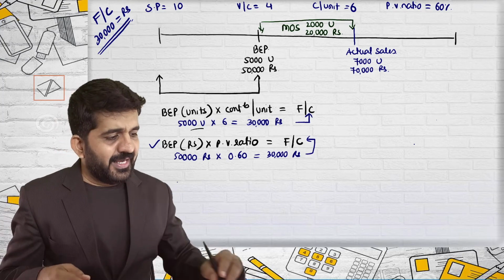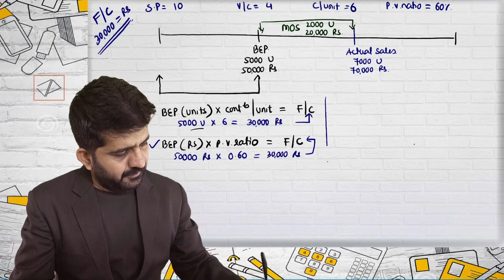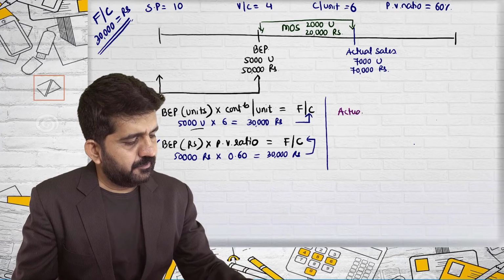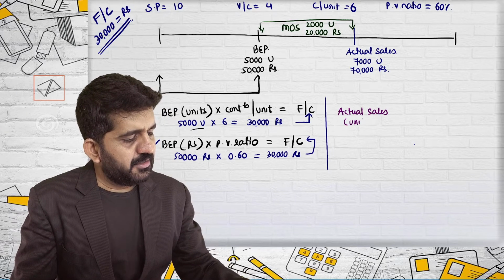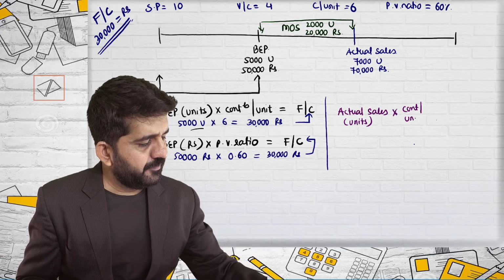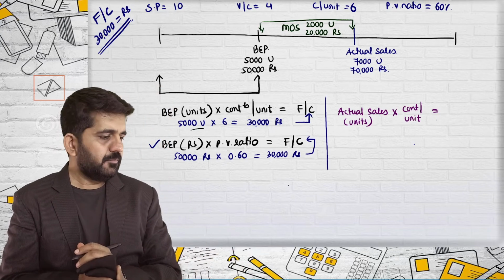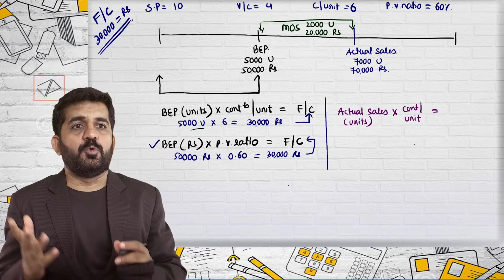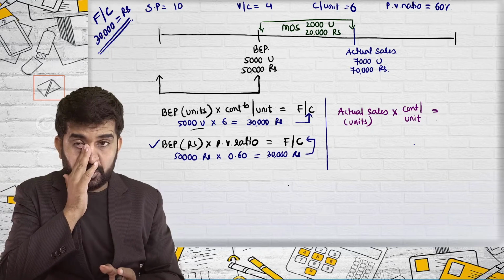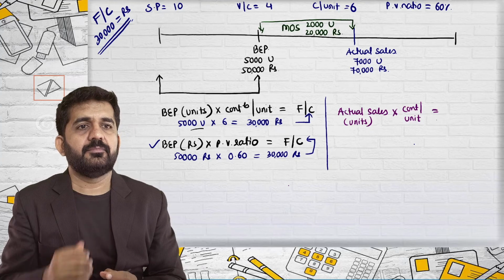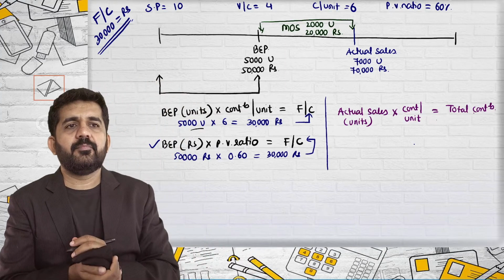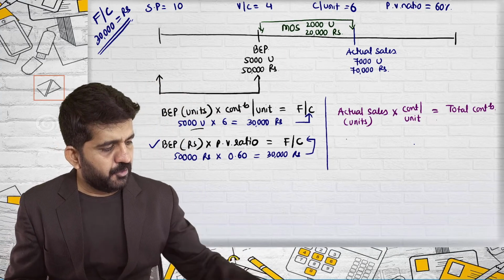All right. Then can anyone answer me what will be this idea? Actual sales in units. Now understand, whenever there will be units, I will multiply contribution per unit. Actual sales multiplied by contribution per unit. What will be the answer? Actual sales multiplied by contribution per unit will be nothing but total contribution.